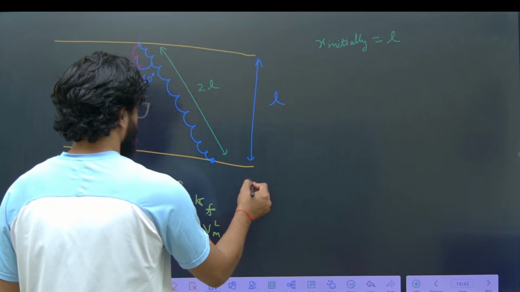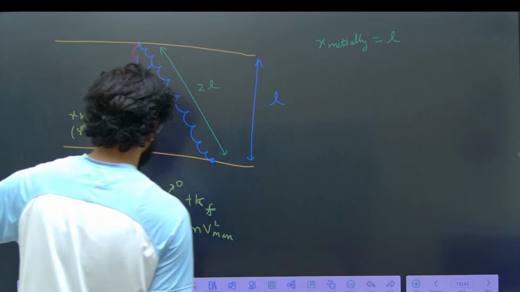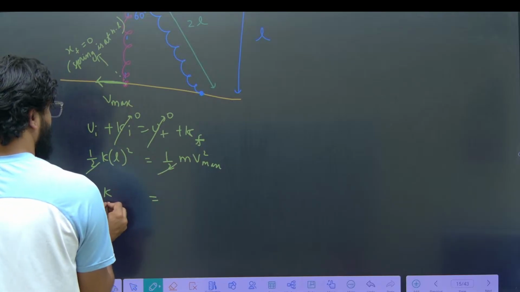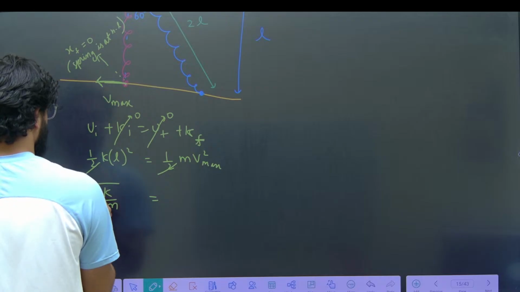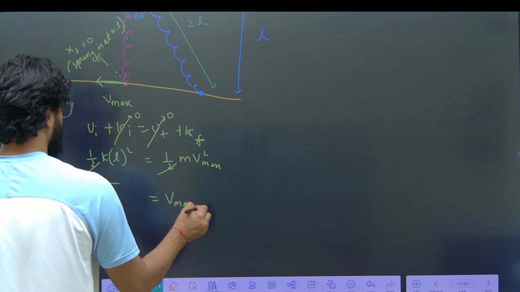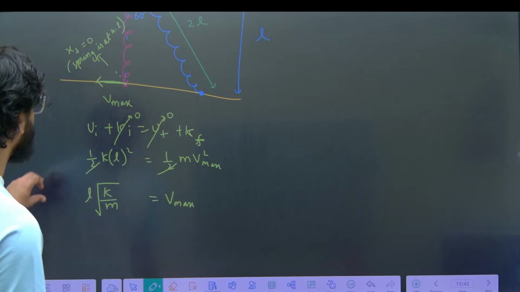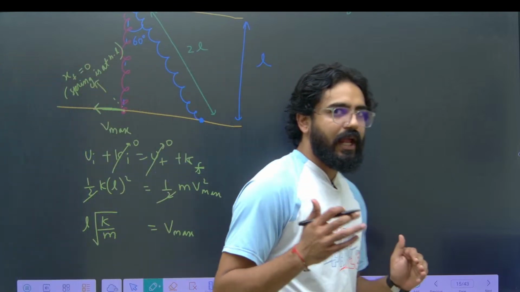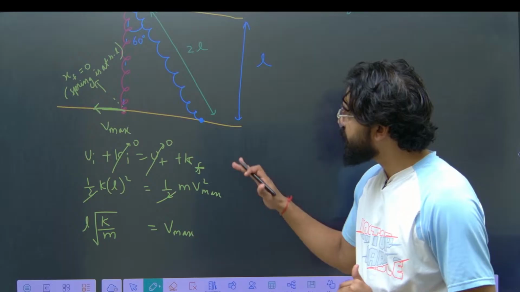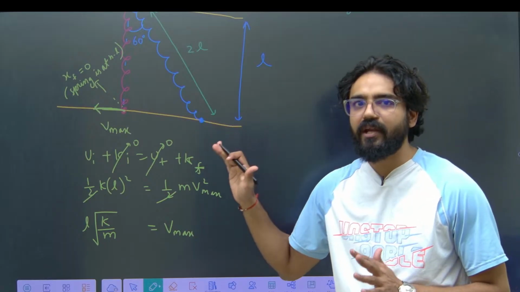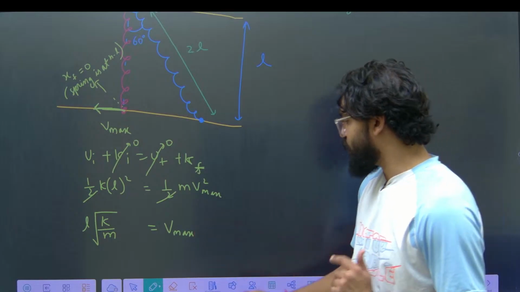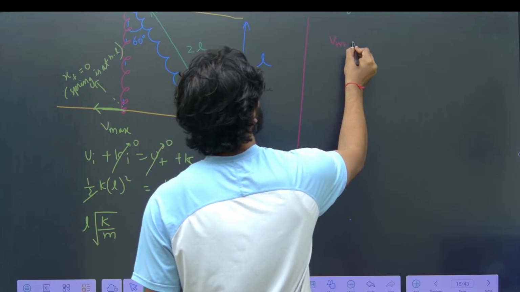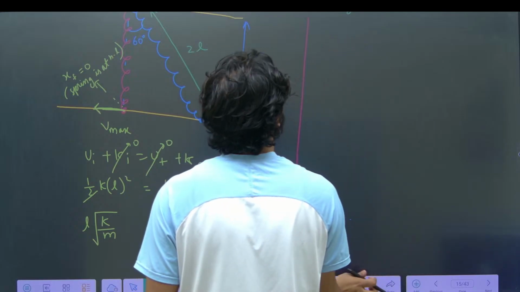Okay, so Vmax is coming out as root of K by M into L. That is Vmax. Okay, cool. Okay. Now we want to calculate what is the angle from the vertical when the object is somewhere where its velocity is half of it. Okay, so Vmax, I should use a different color of pen.